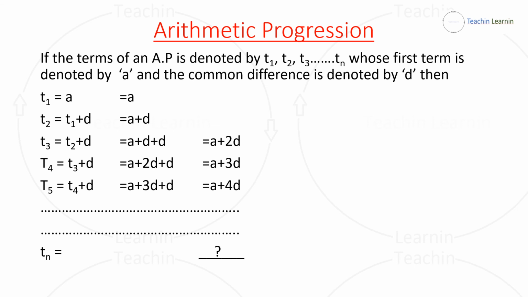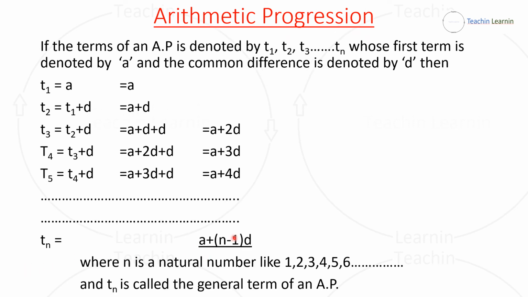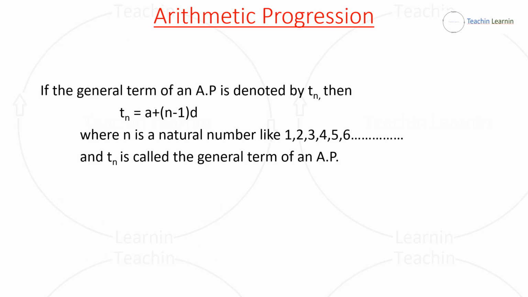So you will get Tn as A plus n minus 1 into D, where n is a natural number like 1, 2, 3, 4, 5, 6, and Tn is called the general term of an AP, or arithmetic progression. If the general term of an AP is denoted by Tn, then Tn is equal to A plus n minus 1 into D, where n is a natural number like 1, 2, 3, 4, 5, 6, and Tn is called the general term of an AP.